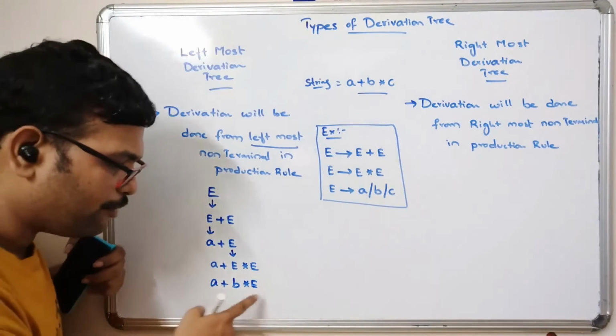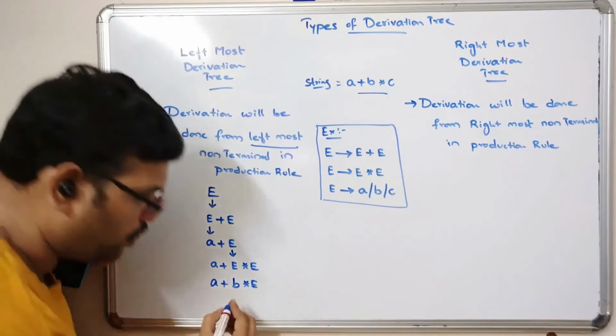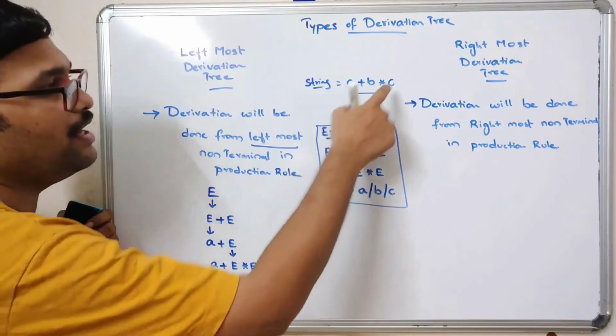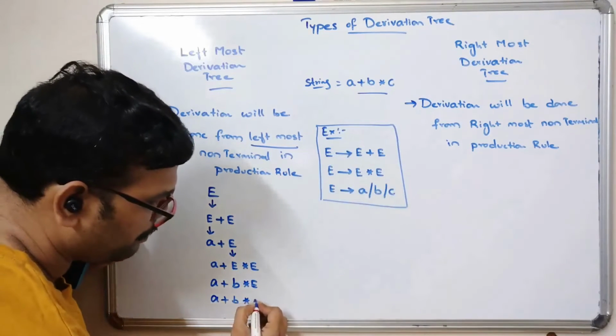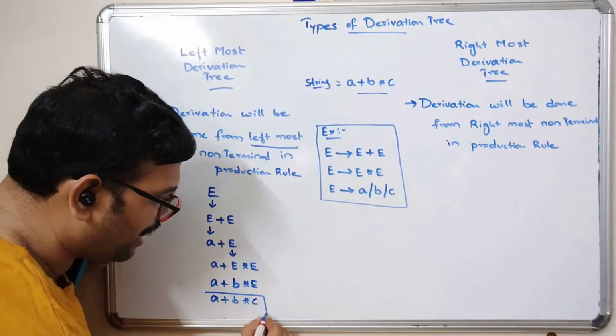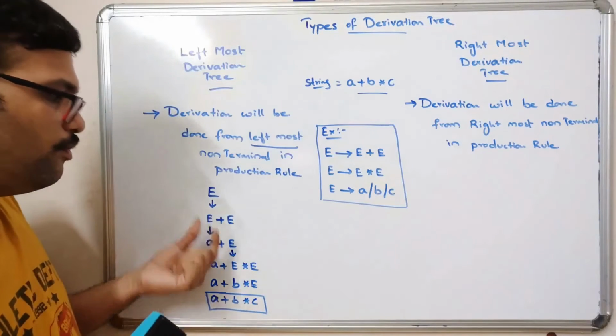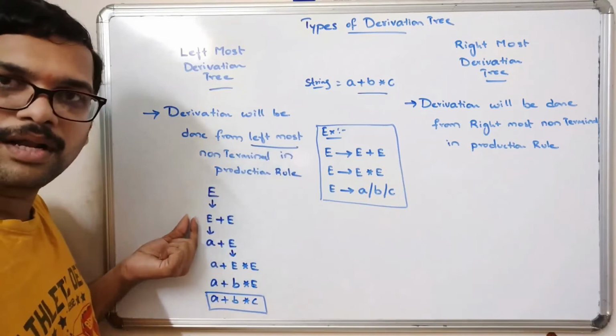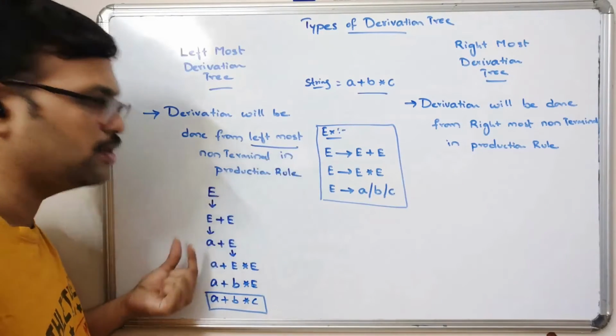Again, from this, what is the leftmost? This one is the leftmost because only one non-terminal is there, right? So A plus B into, what's the E value here? C. C is a non-terminal, right? So we have derived the given string from the leftmost non-terminal, by substituting the leftmost non-terminals.